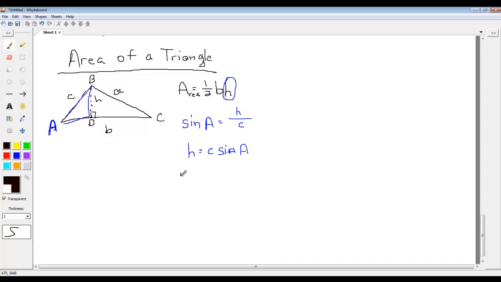Make a replacement in the area formula, and you get 1/2 B, and then replace the H with C sine A, and you get another way to find the area.